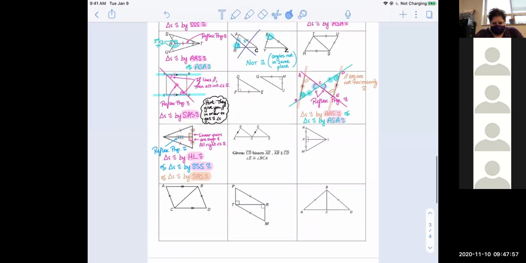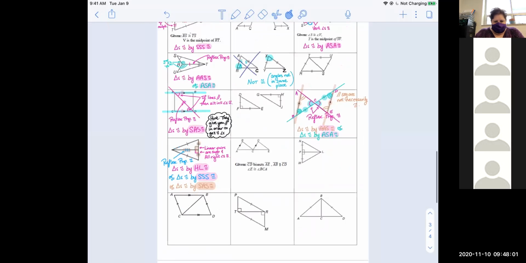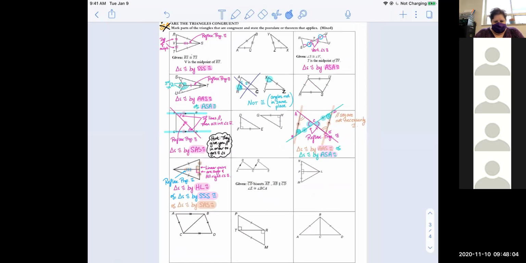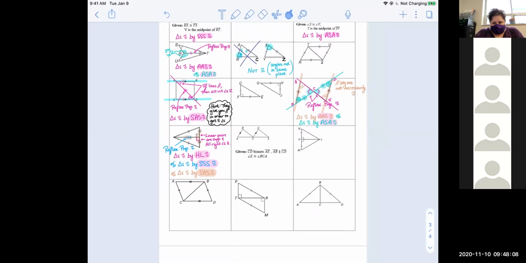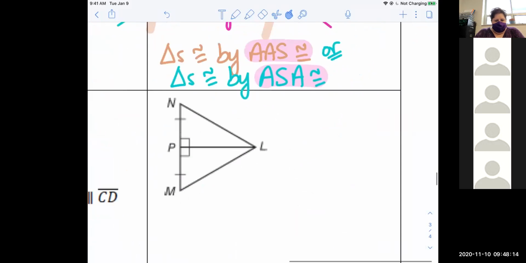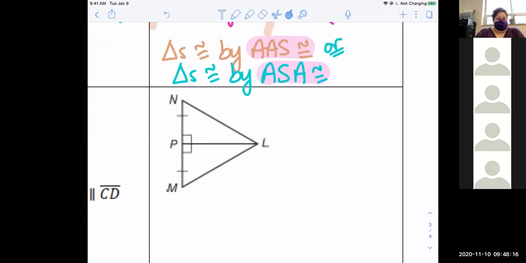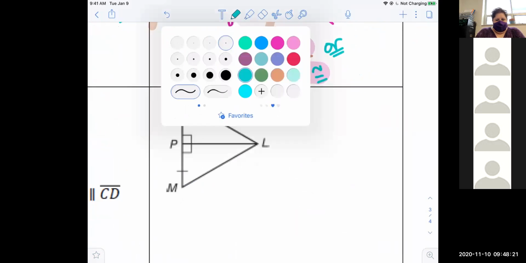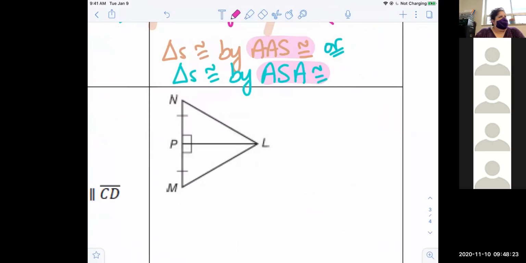Okay, how about one more? Which one do you want to look at? I think a few of those are too easy. Let's look at the one right below the one we were just looking at. Maggie, is there anything that I could mark that's not currently marked?